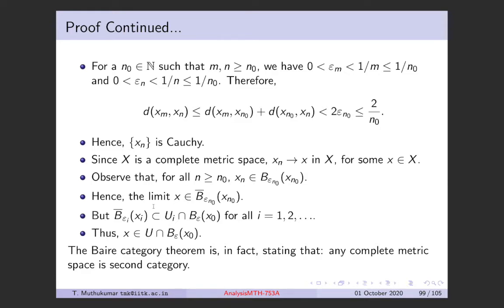So what the Baire category theorem is actually saying is that any complete metric space is second category, right? What we have shown is that when you have a complete metric space, the countable intersection of dense sets is dense, right? Which is precisely the statement complement to first category. So any complete metric space is second category. So this is the statement of the Baire category theorem.